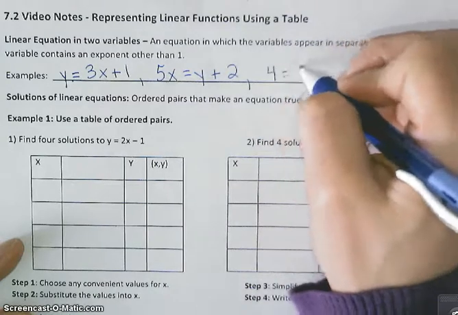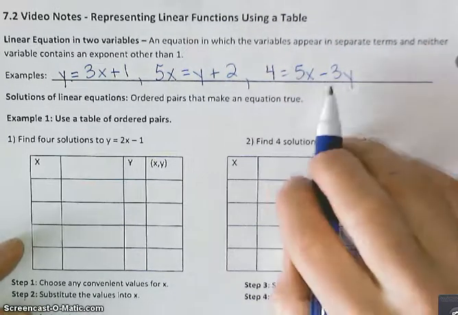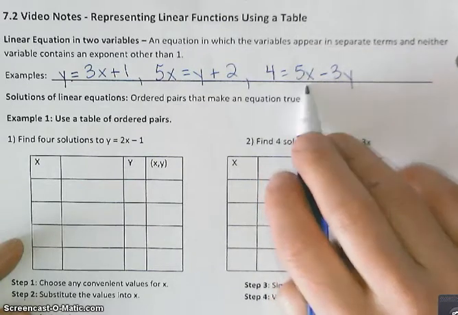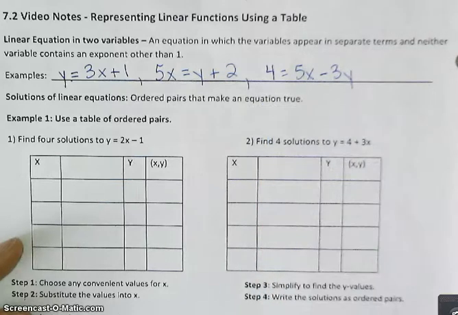4 equals 5x minus 3y. X and y are on the same side, but that's okay because they're in different terms. And they both only have an exponent of 1.